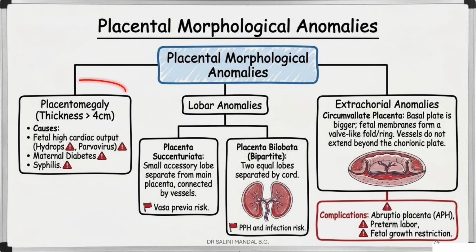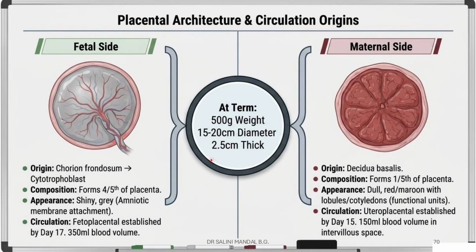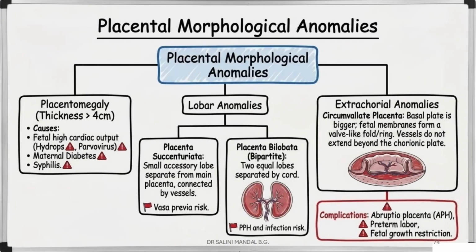See, there can be placentomegaly, right? Thickness of the placenta, if at all it is more than 4 centimeter. So we had already mentioned that. How much is the thickness of the placenta? That is 2.5 centimeter. But if at all it is more than 4 centimeter, we call it a placentomegaly. So what are the causes? It can be because of fetal high cardiac output or maternal diabetes or syphilis.